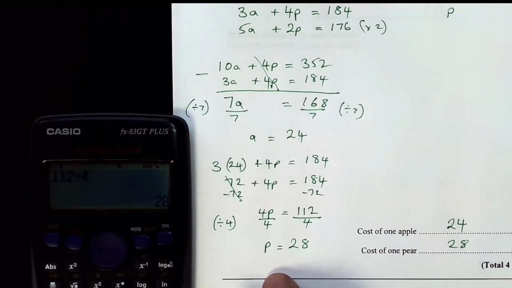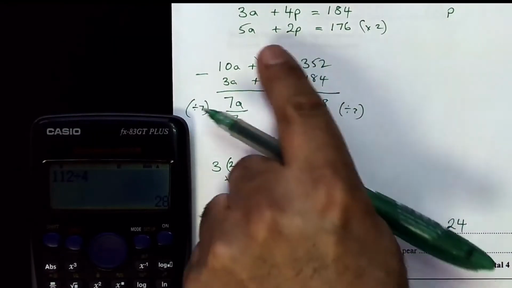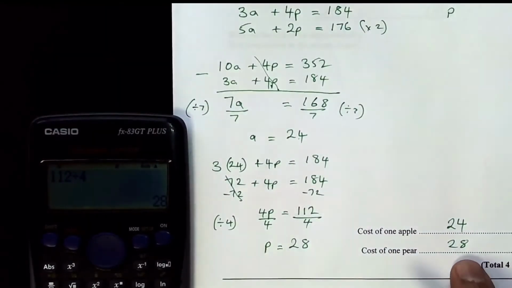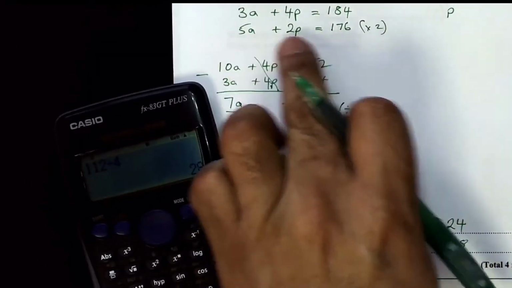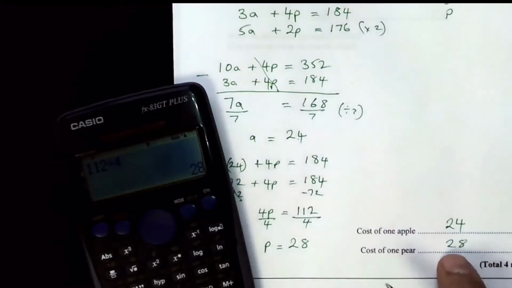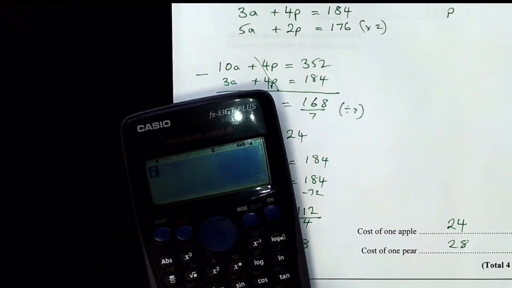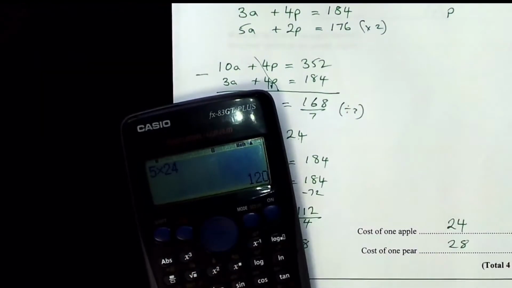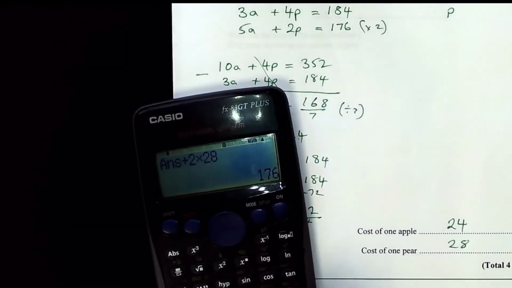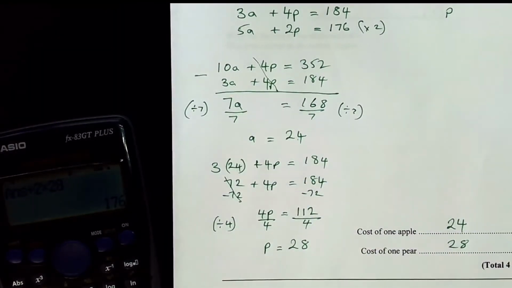And then for me to check my answer, I can use the second equation, the one that I didn't use, and use these values. And I don't need to show my working out. All I need to do is use the calculator. That's 5 times 24, that's 120, plus 2 times 28, and I should get 176, which is the same answer. So that means I've checked my answer.